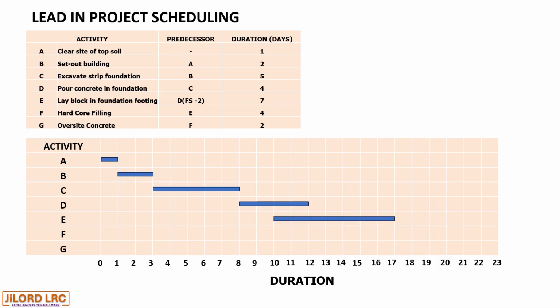So activity E goes back by 2. That is, goes in the negative direction. That is why we have -2 for lead. So the activity E steps back 2 days and starts before the completion of activity D, as we can see in the chart.